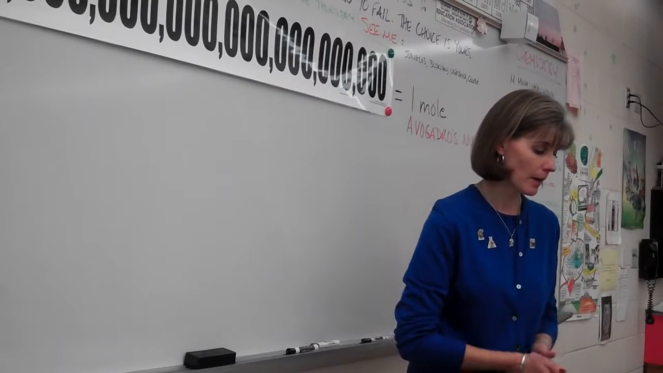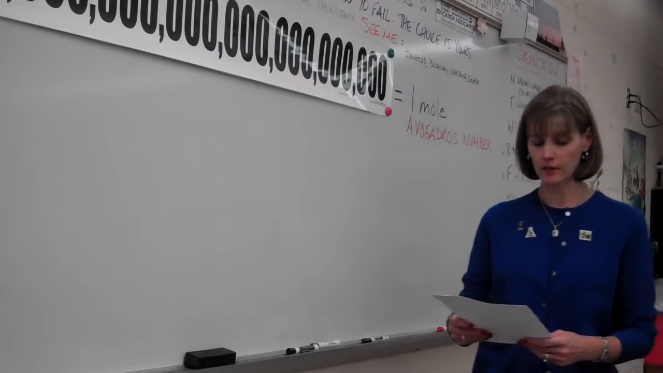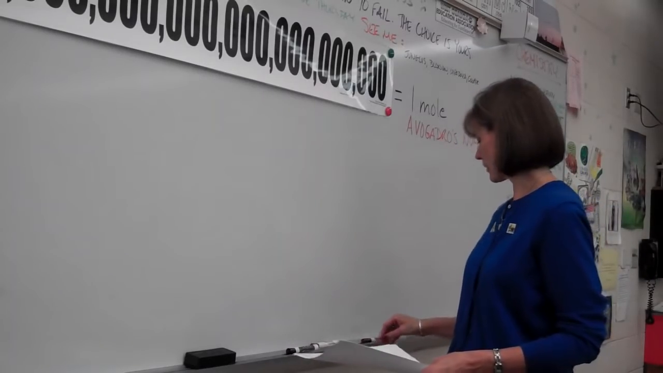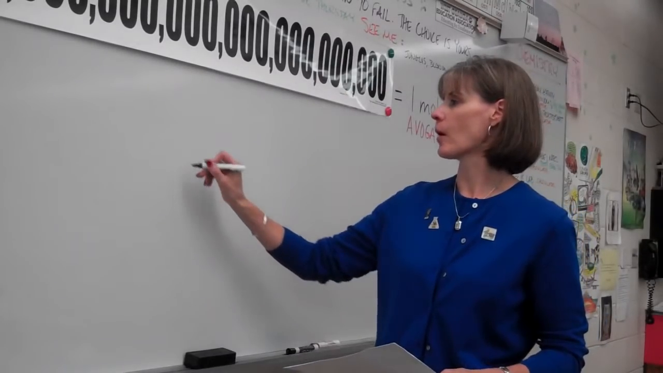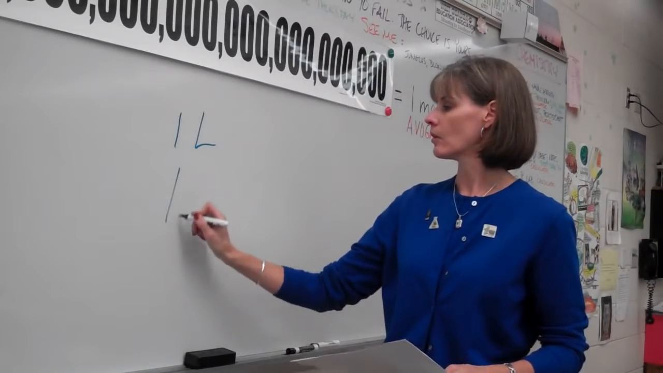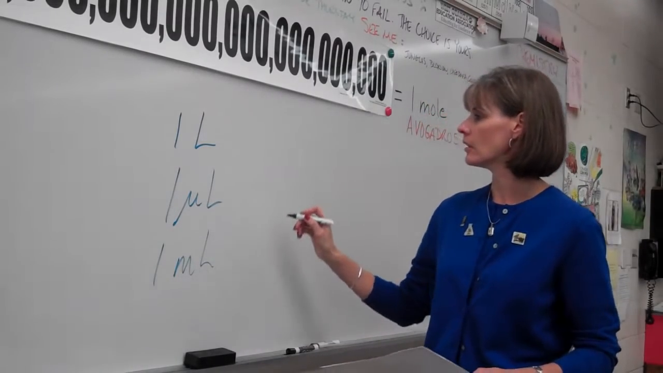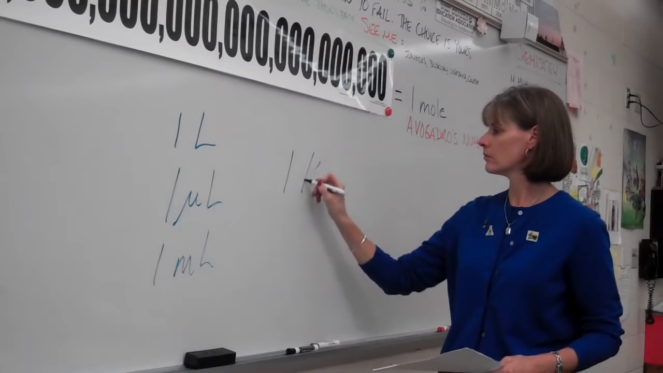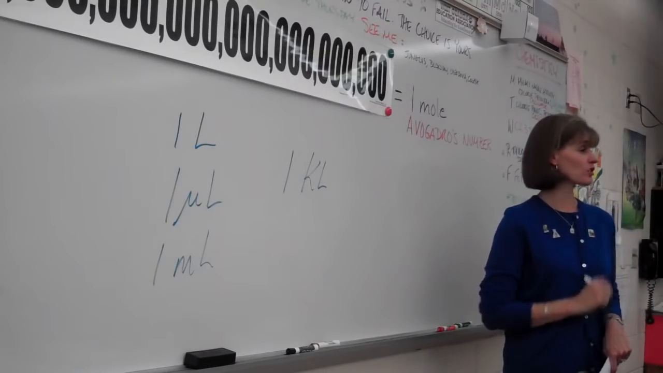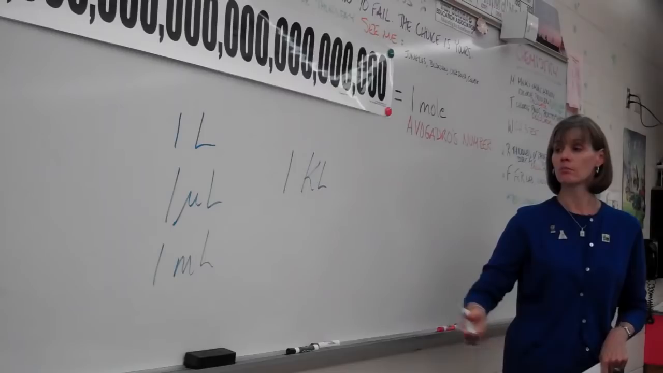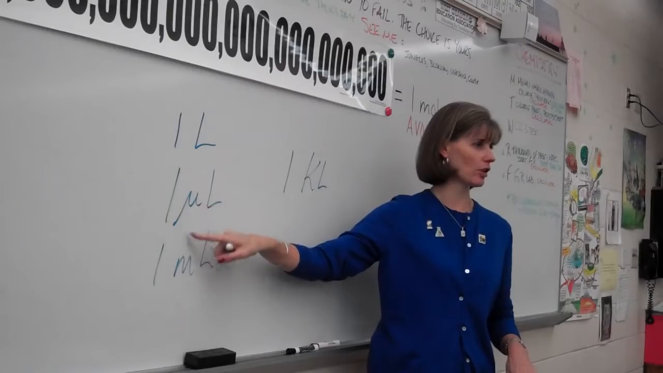Okay. Identify the metric prefixes and their relative size, like smallest to largest, largest to smallest. Which of these is the largest and which is the smallest? We have 1 liter, 1 microliter, 1 milliliter, and 1 kiloliter. Which one's the smallest? Micro, which is this mu. It's a kind of a U-looking thing with a long tail.